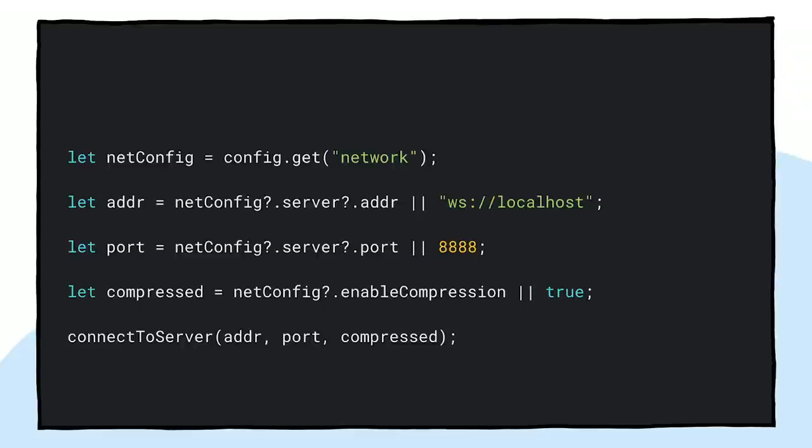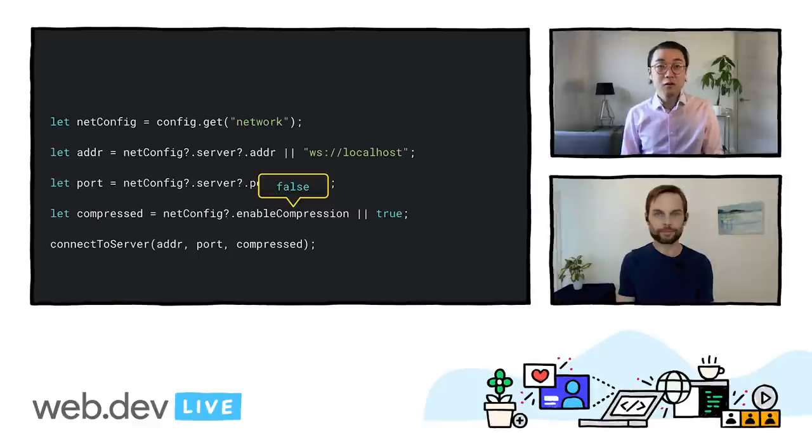Oh yeah, right. How would you actually explicitly disable compression, right? If it's false, then false or true is still going to be true. Yeah, exactly. If enable compression is false, false or true, like you said, is true. So what we really want to test here is not whether something is truthy, which is what logical OR tests for, but actually whether something is absent or present. And we already are familiar with that concept, that's nullish.